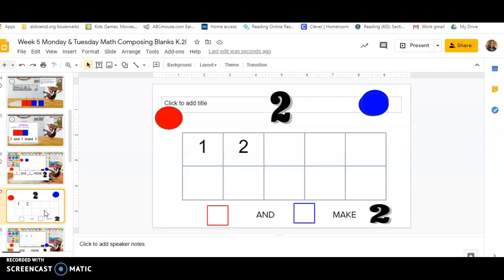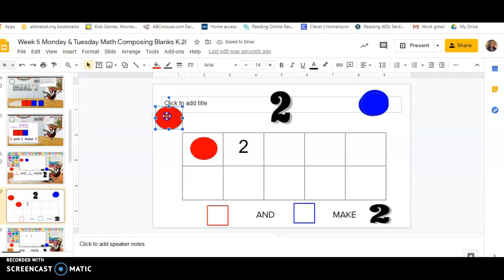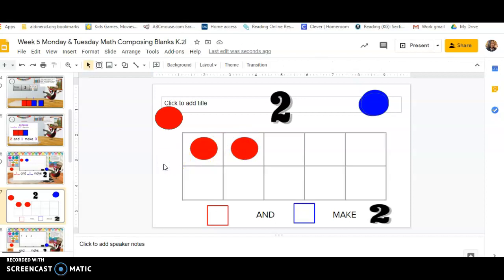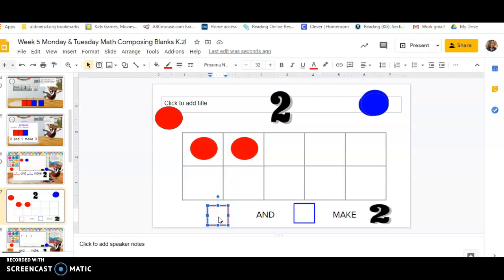All right, so let's make 2 another way. So this one might be a little tricky. So I am going to use 1 and 2. So I used 2 red counters to make the number 2. So how many red counters do I have? I have 2. Awesome. Now, did I need any blue counters? No, because I already made 1, 2 with my red ones.